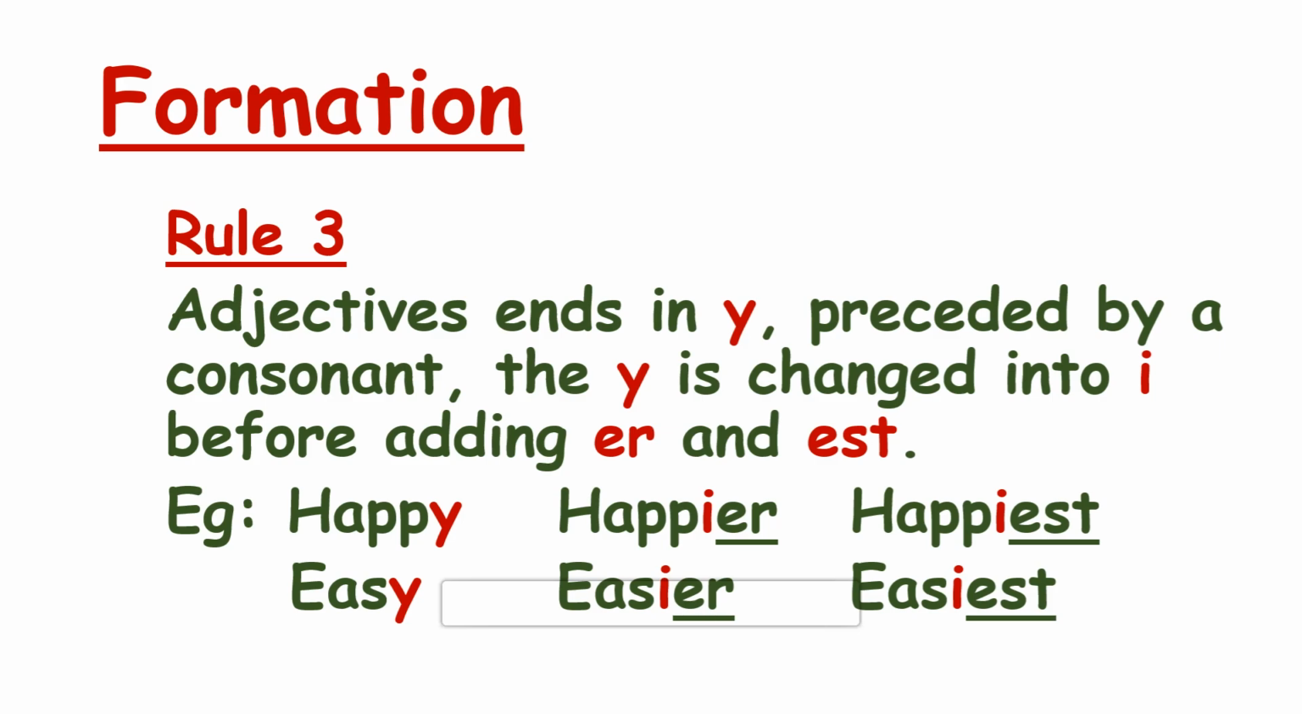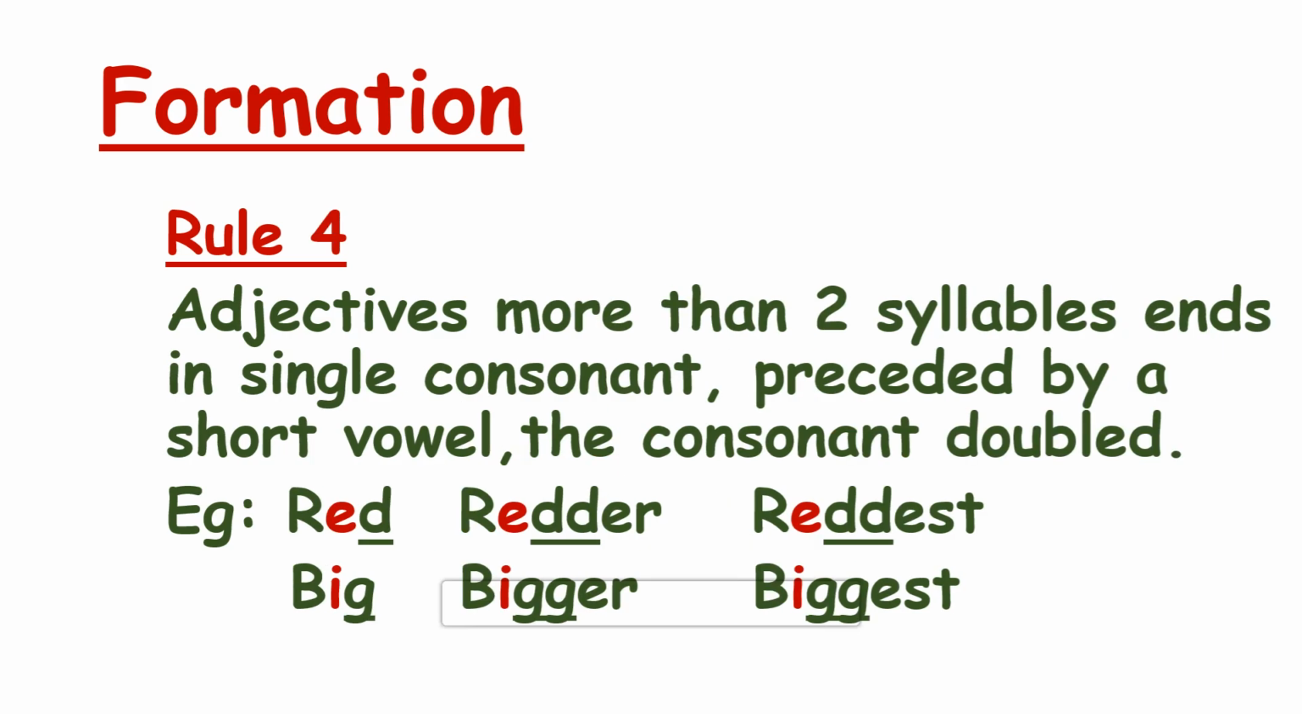So you need to understand that the adjectives which end in y and just before that y there is a consonant, preceded means just before. Just before this y you can see a consonant: happy, p is a consonant; easy, s is a consonant. So when adjectives end in y and just before it a consonant is there, that y is changed into i before adding er and est. Means we are going to add er and est in the comparative and superlative degree, but y will be changed into i.